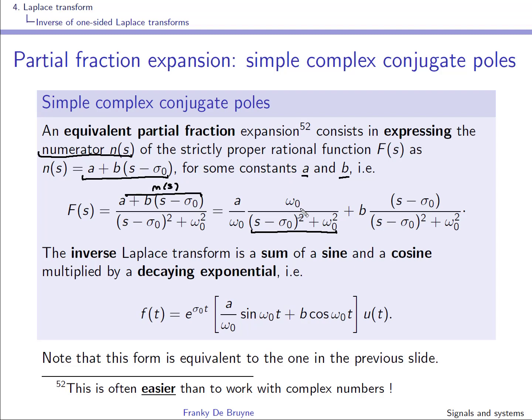But you see here, you can cancel the omega 0 with the omega 0 over here, so you have the a, this one, and in here you have the second part of the numerator, okay? And the reason why we write it like that is, of course, that this is the Laplace transform of a sine multiplied by an exponential, and here we have a cosine multiplied by an exponential, and very easily you obtain the inverse Laplace transform, and you don't have to do any complex calculus.